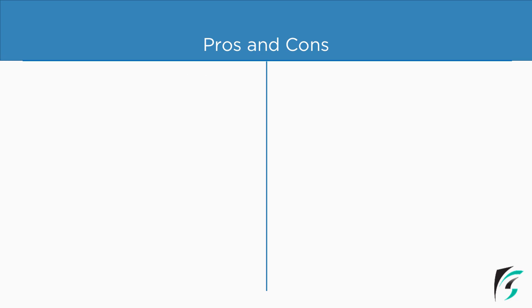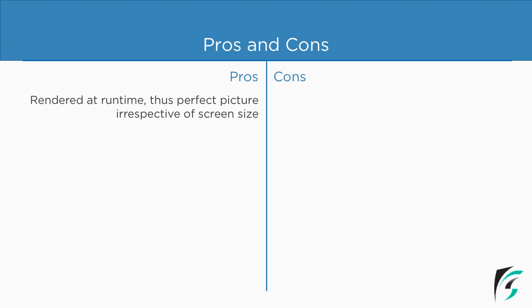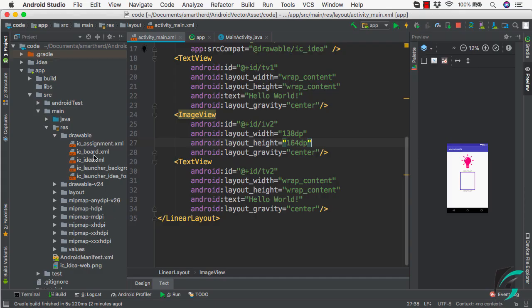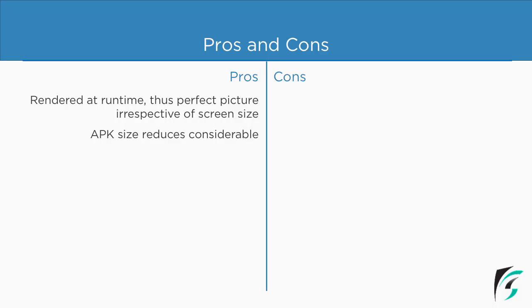Now coming to the pros and cons of using the vector XML, let us first see the pros. Vector graphics are rendered at runtime. Thus, a perfect picture is created based on the density and the resolution of the screen on which it is used. So the picture obtained is perfect. Now the APK size is reduced considerably. Here in Android Studio, you just need a single file for multiple images, so the concept of having multiple PNG images is removed. Thus, the APK size obviously reduces.